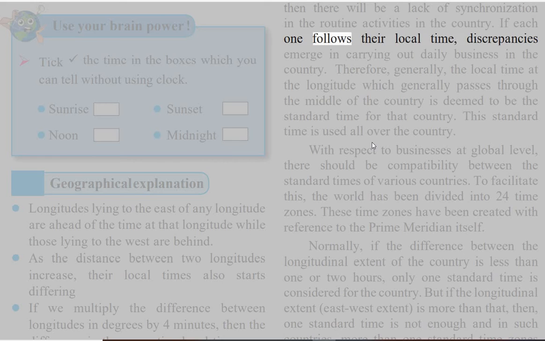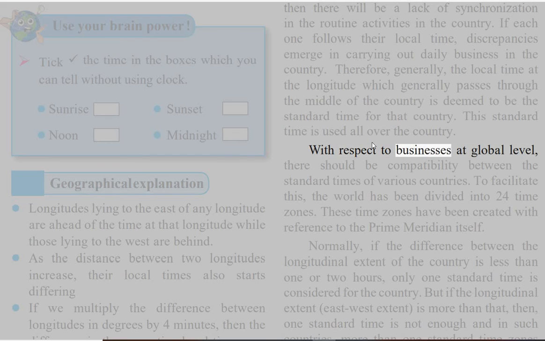If each one follows their local time, discrepancies emerge in carrying out daily business in the country. Therefore, generally, the local time at the longitude which passes through the middle of the country is deemed to be the standard time for that country. This standard time is used all over the country.